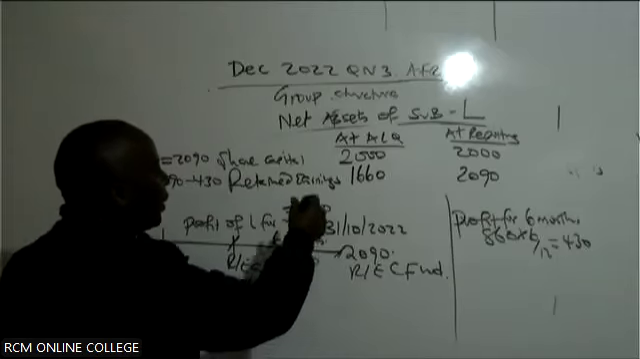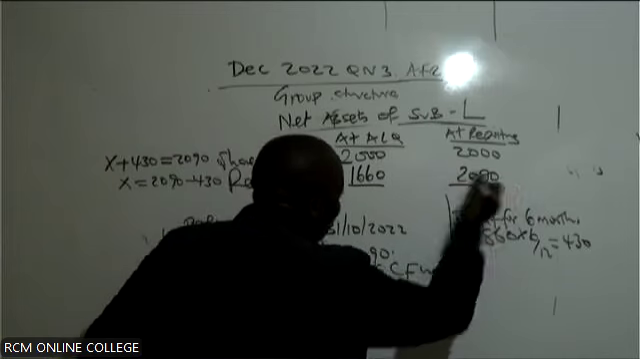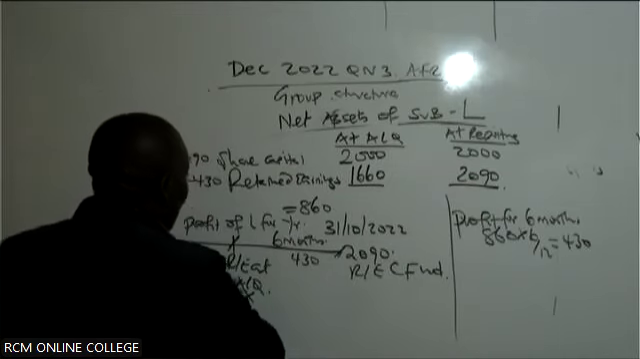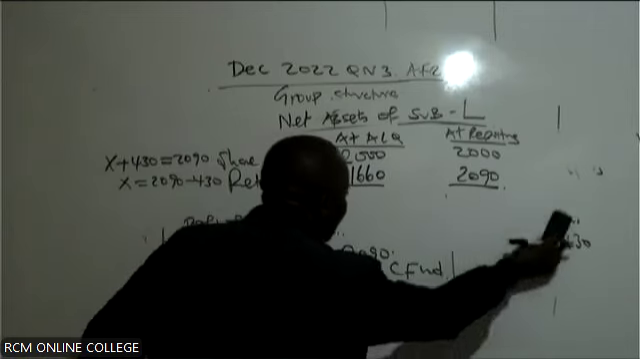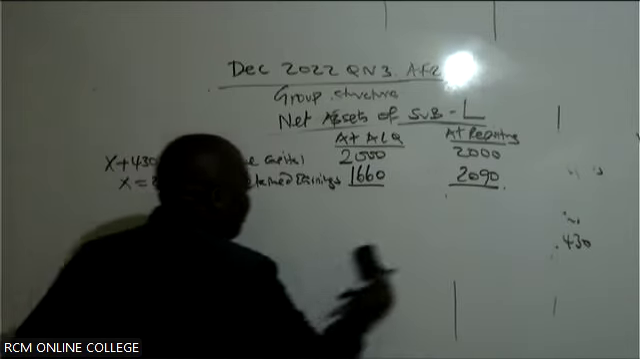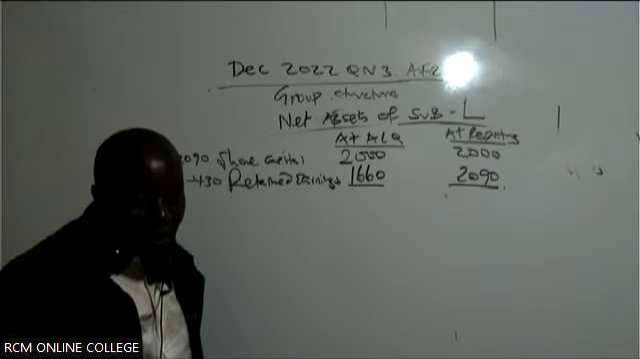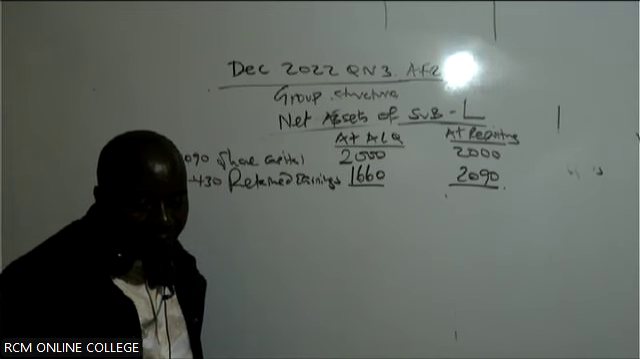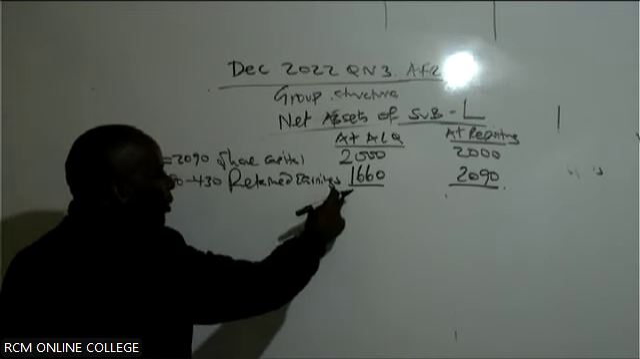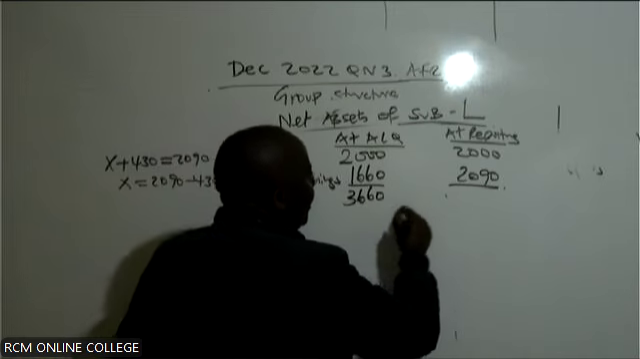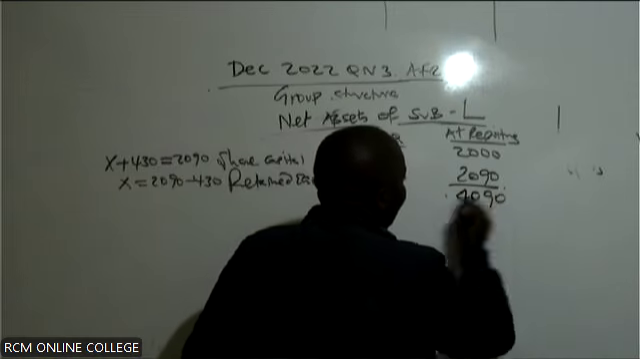So come and give us the totals. No fair value adjustment, give us the totals: total net assets. Please come and add these two. Like this, it is very easy. I can see this is 3660, and this is 4090. That is it.